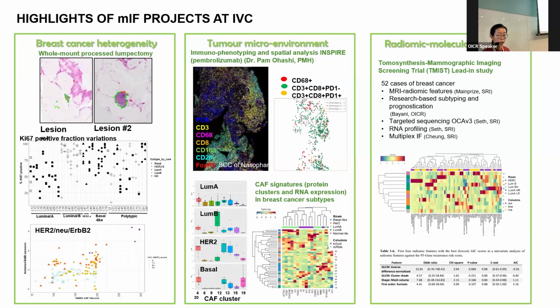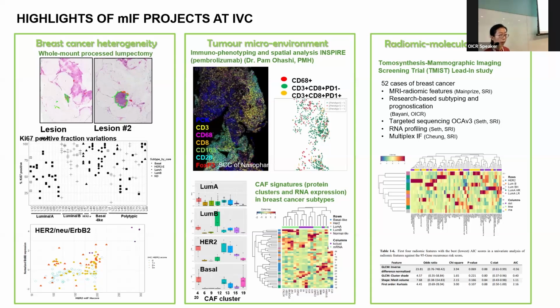And then lastly, the panel on the right is an example of a multi-omic study that we have, studying samples from an imaging trial called TMIST. We were able to collect radiomic features. We did RNA sequencing, DNA targeted sequencing. We have some research-based subtyping and prognostication scorings. We also have multiplex IF looking at the TME.